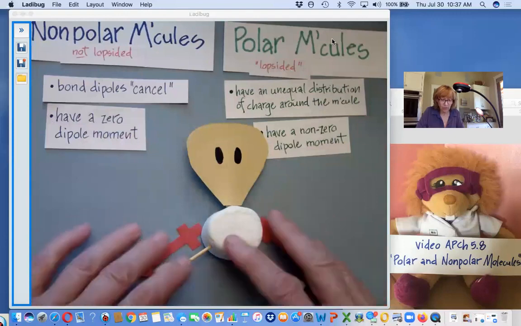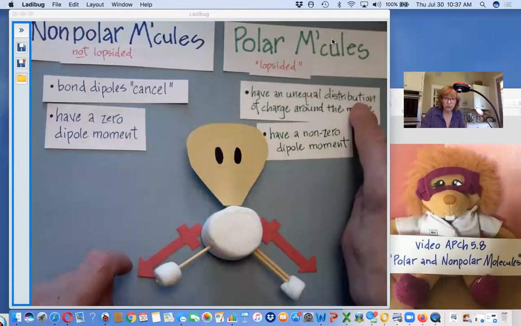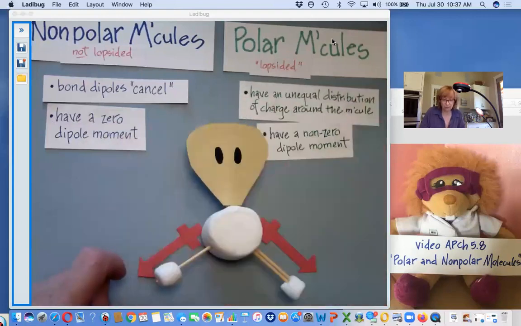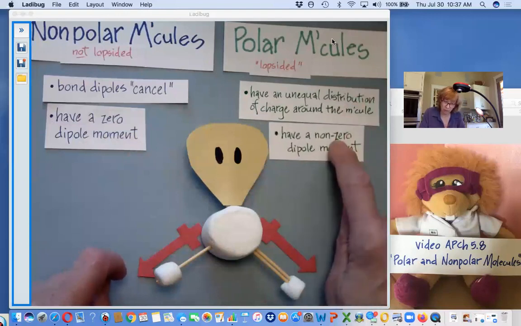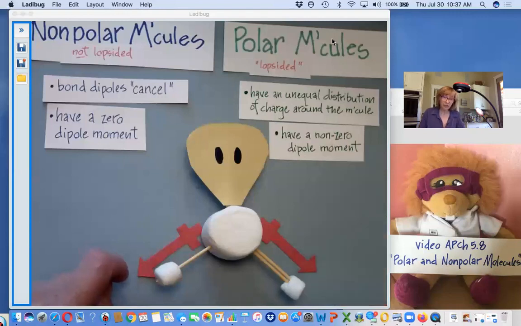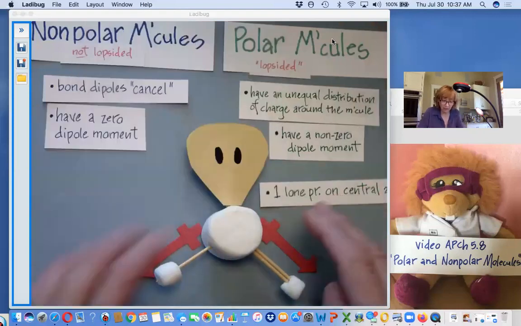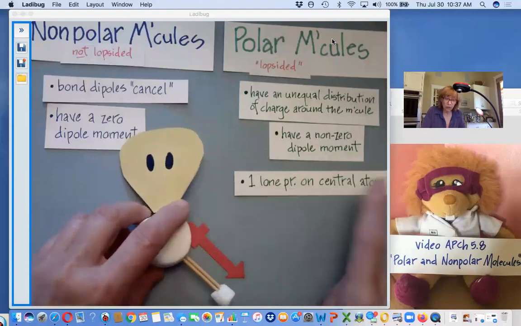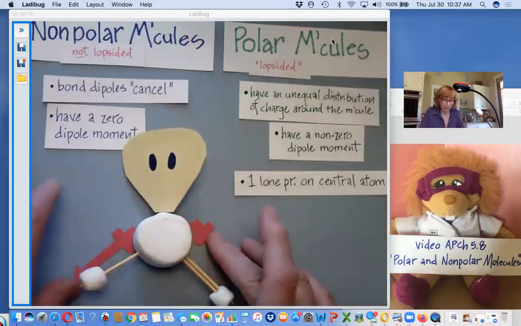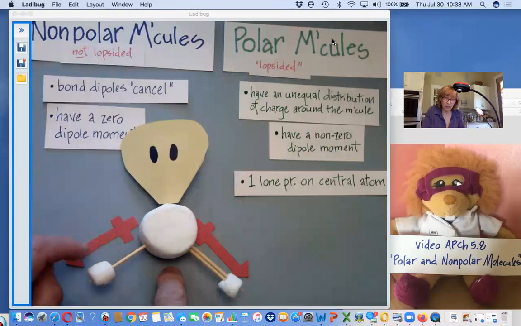This molecule is lopsided. It is polar. It has an unequal distribution of charge around the molecule. It has a net dipole moment that's not 0. And so this is another example of a polar molecule. And in fact, anytime you have 1 lone pair on the central atom, the molecule has to be polar. If you have 1 lone pair on the central atom and it's not balanced by another lone pair on the opposite side, it has to be polar.